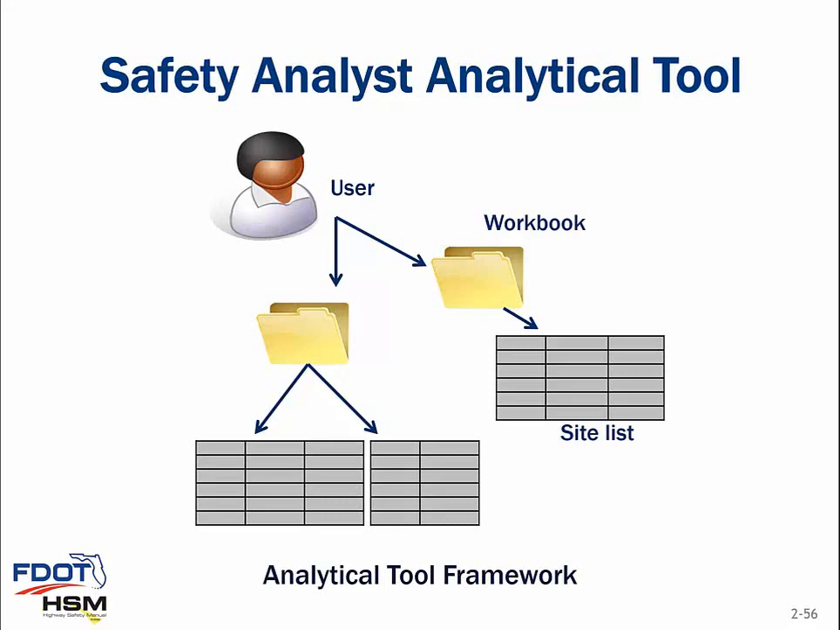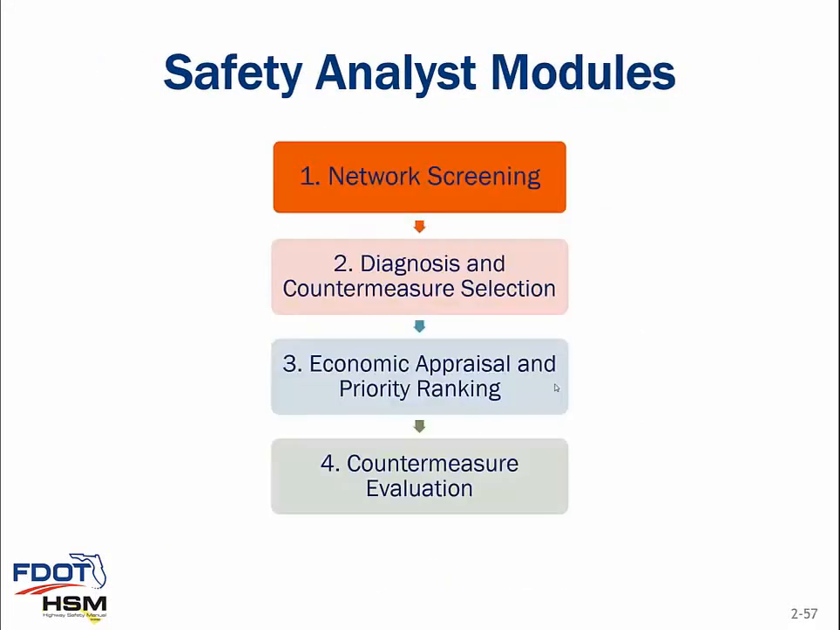A workbook is the second level of the analytical tool framework. A workbook is associated with a single inventory profile, a set of data to be processed. From the inventory file, the user can create site lists. A site list is a sub-level of a workbook and contains all or a subset of the sites in the inventory associated with the workbook. As safety analyses are conducted on the site list, those analyses are listed under the site list.